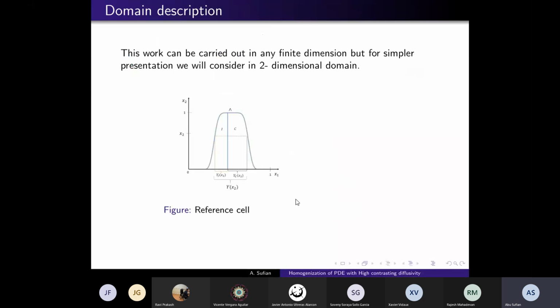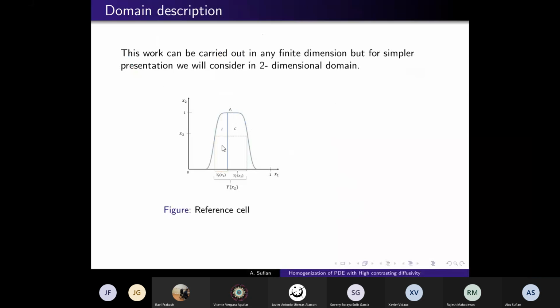It can be any very rough domain, but just to see more clearly, I consider this reference cell. So we have the reference cell lambda, and I divide this lambda into two parts. This left part I denote by lambda I. I is for the insulating part, and C denotes the conductive part. Insulation means its conductivity is very low, and C, the conductivity, is of order 1.